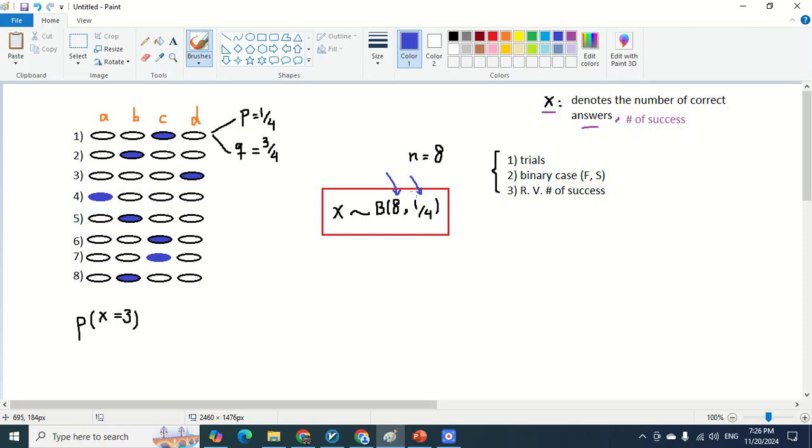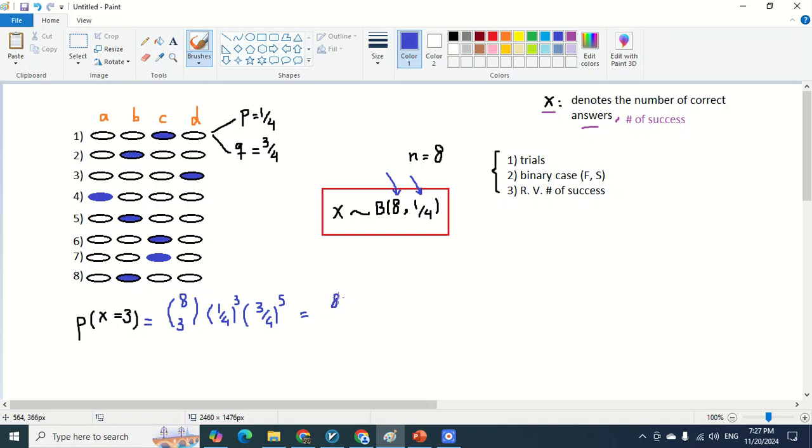So right now, if we want to know the probability of answering 3 questions exactly correctly, we should calculate it by the formula that we have, and the formula says that this probability is equal to 8 choose 3, times the probability of success, which is 1 over 4, to the power of the number of successes, which is 3, times 3 over 4, the probability of failure, to the power of the number of failures that we wanted, which is 5. And you can calculate that value as well.